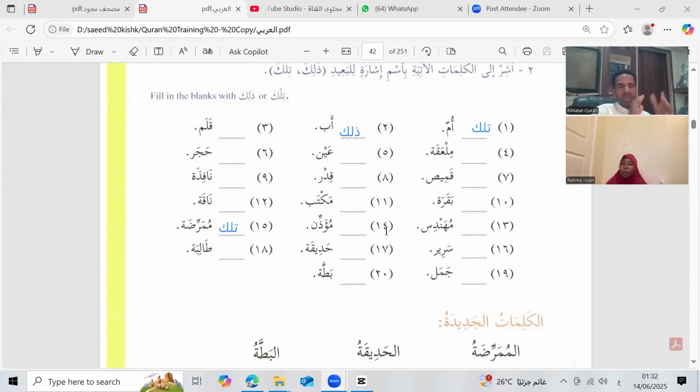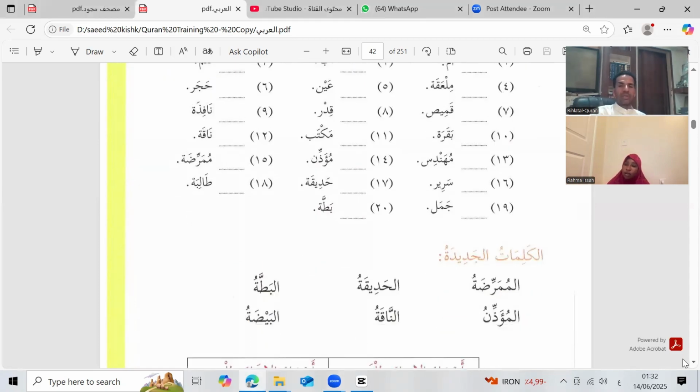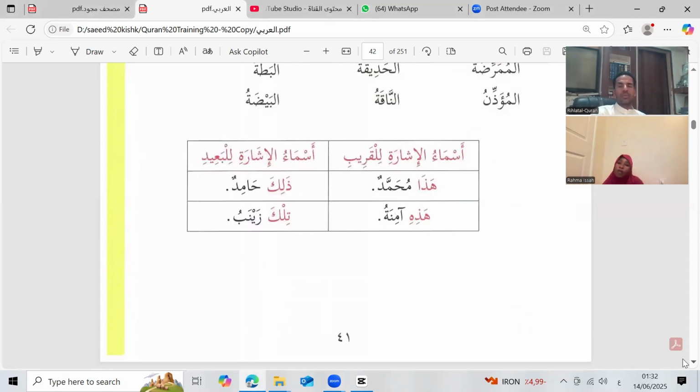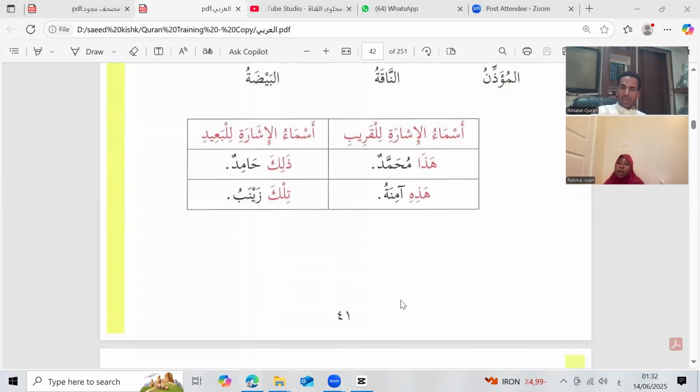But this is for the masculine word in Arabic. For the feminine word in Arabic, we have هذه and تلك. If it is close, we say هذه. If it is far, we say تلك. For example, سيارة. Is the word سيارة masculine or feminine? It ends with what? Ha. So how could you differentiate between the masculine and feminine word in Arabic? Feminine has ta or ha at the end.